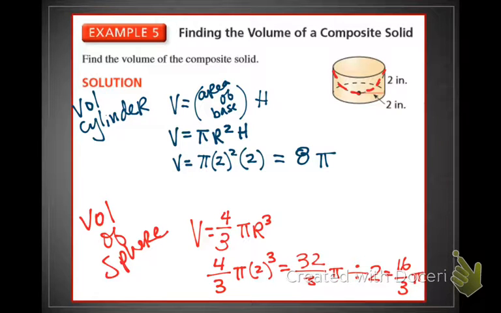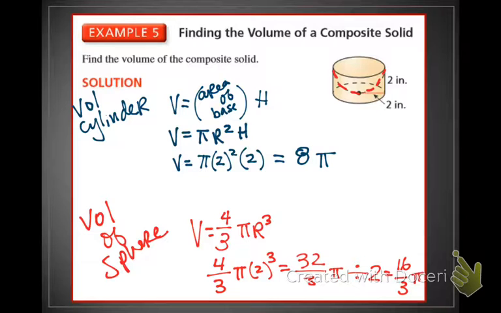Why do you divide by 2? Because this is the whole sphere, but there's not a sphere. The sphere appears invisible. It's not there. That makes sense. So only the bottom half is what's inside of our cylinder.